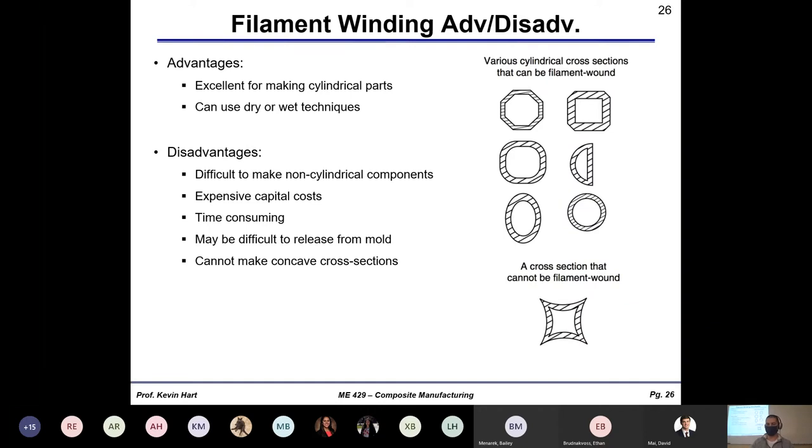Cool the mandrel, asks Andrew. Yes, sometimes that's used, but that's not all that common. Sometimes, but not as common.